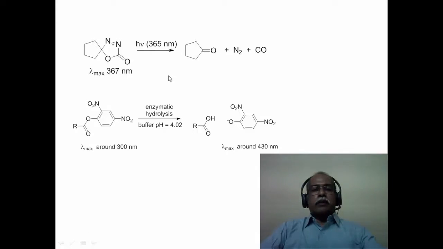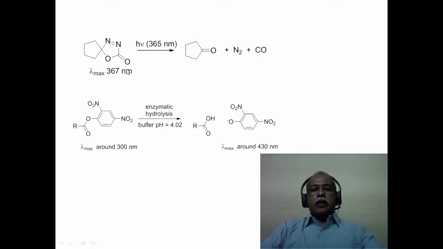When this molecule is irradiated with radiation of wavelength 365, it essentially undergoes the extrusion of a molecule of nitrogen and carbon monoxide to give cyclopentanone. Cyclopentanone does not have any absorption in the region the starting material is absorbing. So cyclopentanone has an absorption typically in the vacuum ultraviolet region of less than 200 nanometers or so.